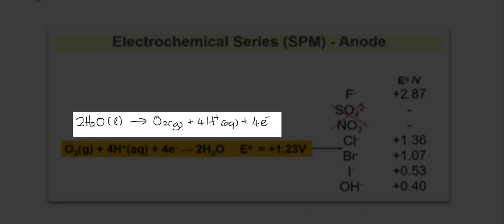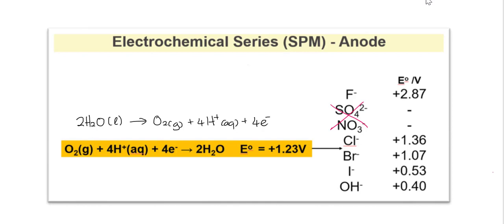oxidation form is 2 moles of water produce 1 mole of oxygen gas plus 4 moles of hydrogen ion plus 4 electrons. So at anode, if water is being discharged, it will produce oxygen gas and also the hydrogen ions. So please memorize this equation. Going downward, the value of the E naught becomes more negative. So the more negative the E naught value, the higher the tendency for the species to be discharged at anode.